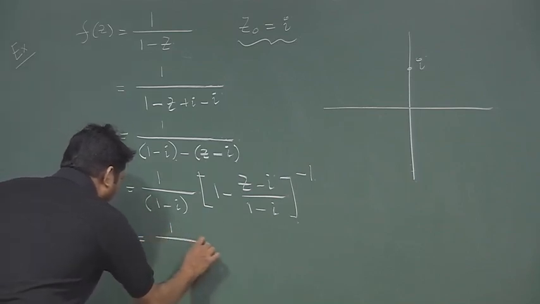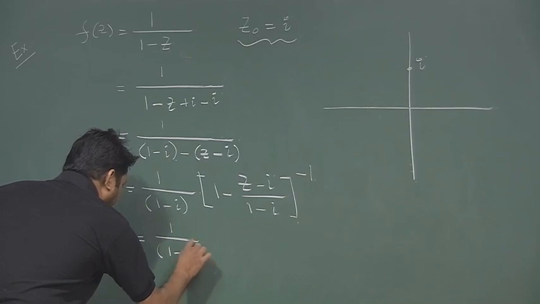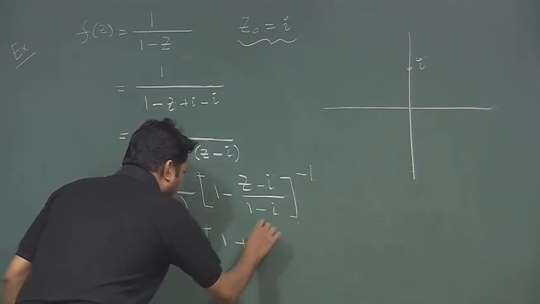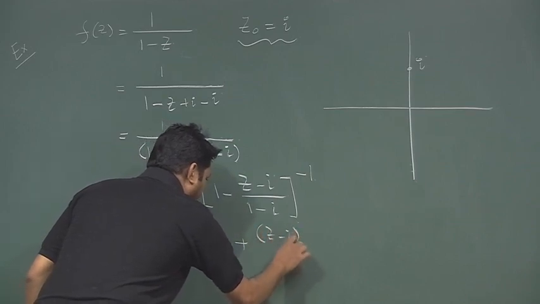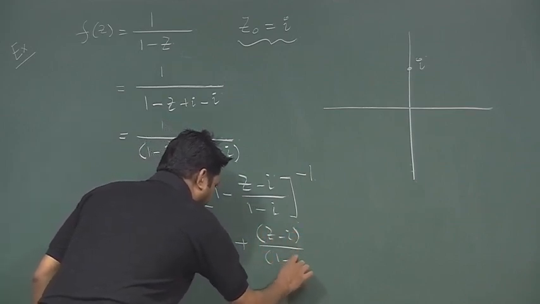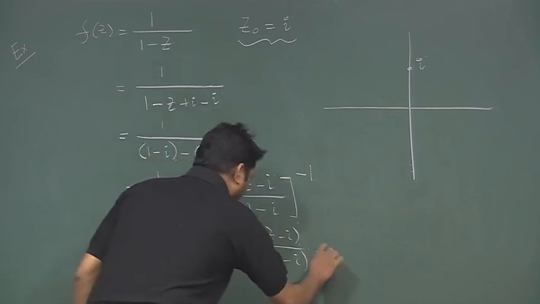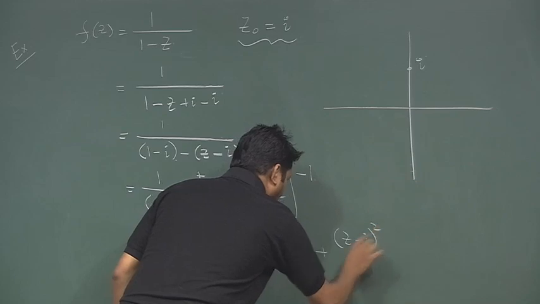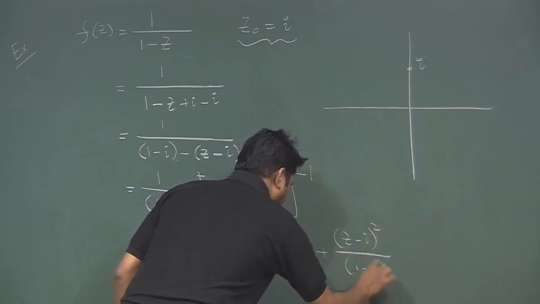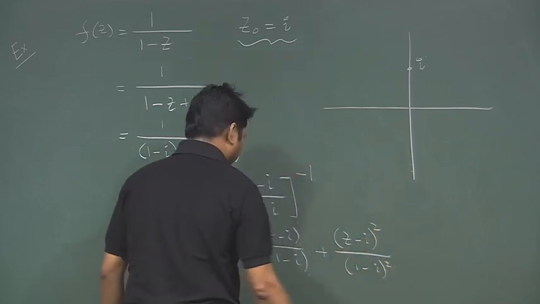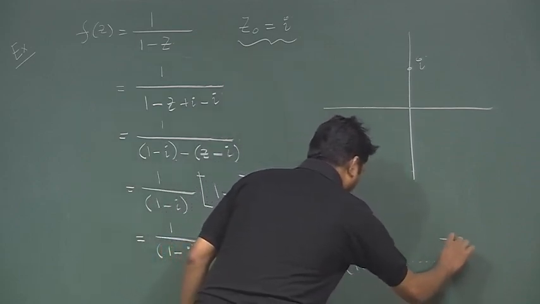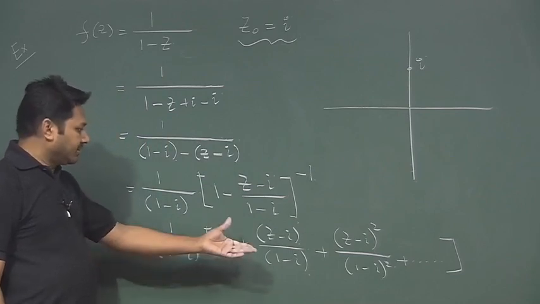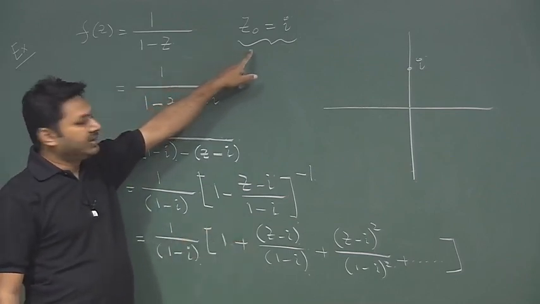So, if I do, then it will be 1 over (1 minus i) times 1 plus (z minus i)/(1 minus i) plus (z minus i) whole square over (1 minus i) whole square, and so on. So, I already have a series expansion for the given function around the point z equal to i.